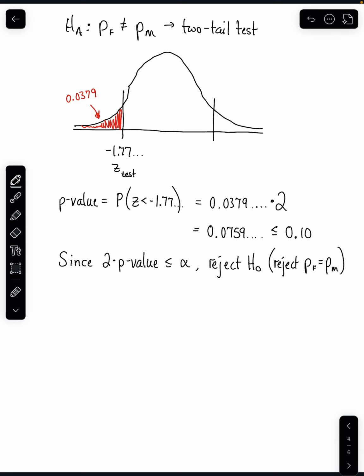The formal conclusion statement would say that there is enough evidence to support the claim that the proportion of female and proportion of male internet users is different.